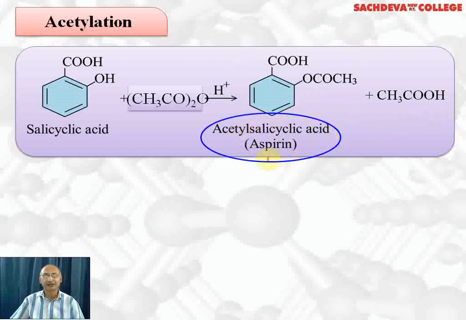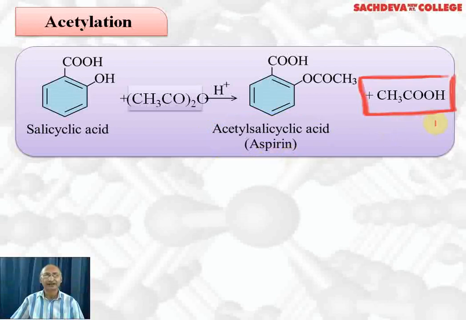It's commonly used as an analgesic, antibiotic, and for heart patients to dissolve blood clots or act as a blood thinner. So aspirin is formed from salicylic acid. Side product is acetic acid.